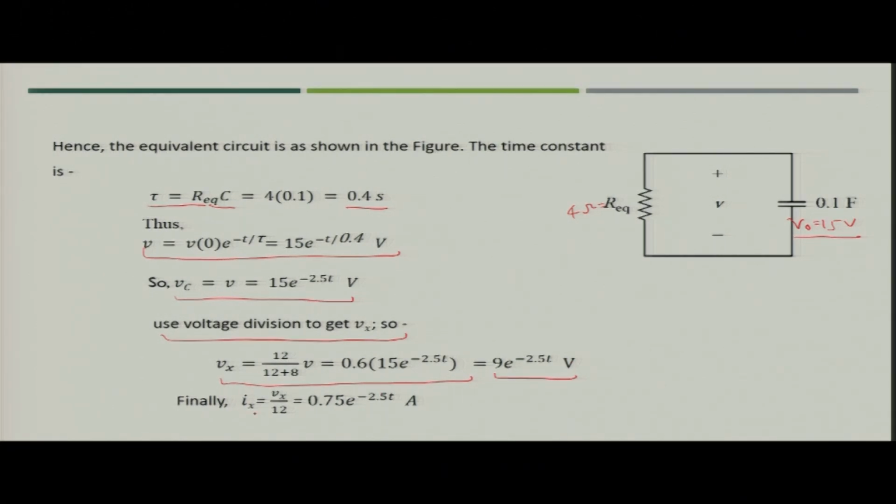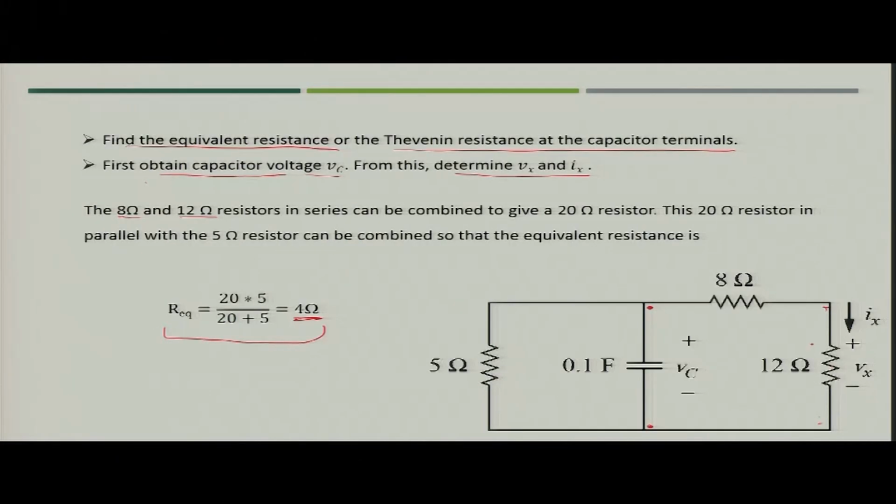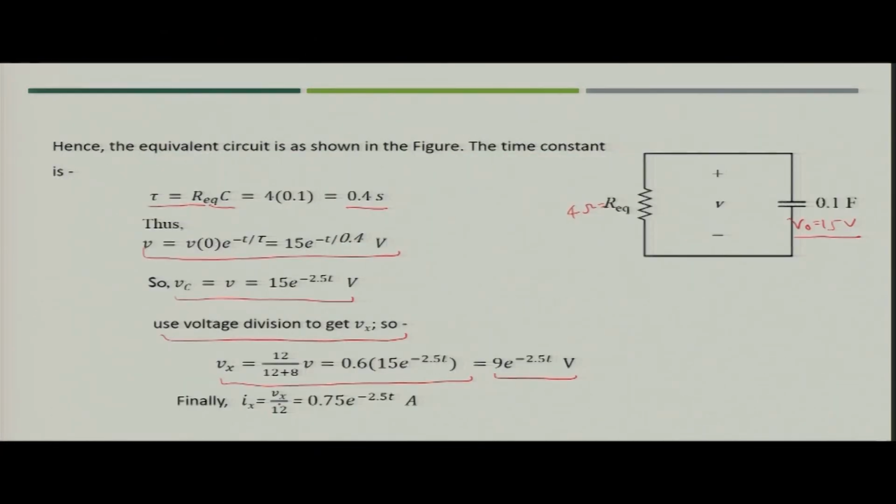Finally, you can find the value of current flowing through the 12 ohm resistance, that would be Vx by 12, and you will get the value of current Ix as 0.75 e to the power minus 2.5 t ampere.